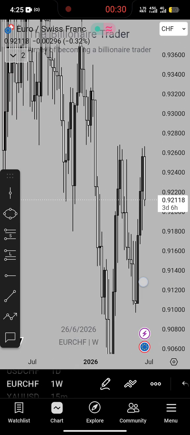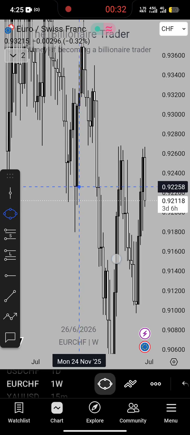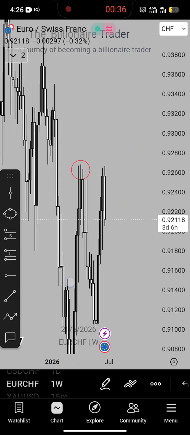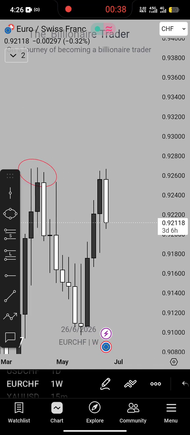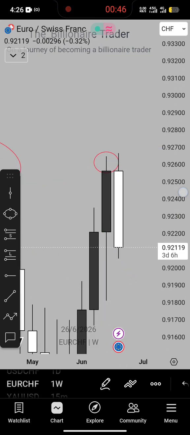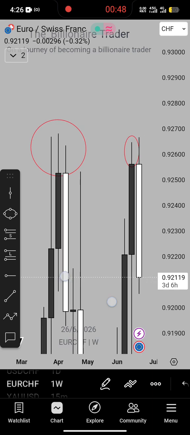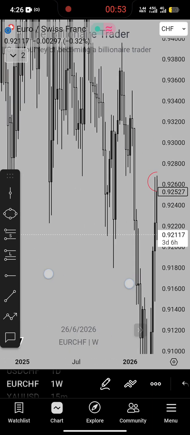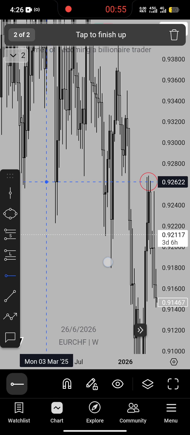At this particular area, we have a rejection here, and last week when price actually got to that particular area as well, we also have a rejection. This particular one here, that rejection. So what is responsible for that rejection? Let's check through. We have a key level here. This is a key level here.